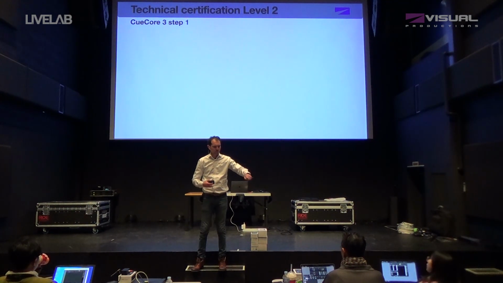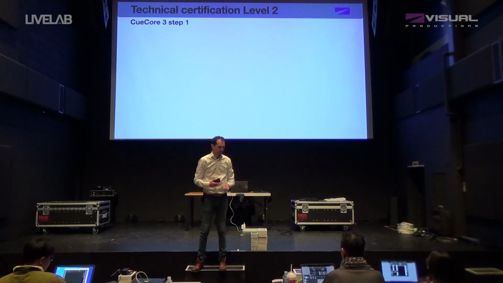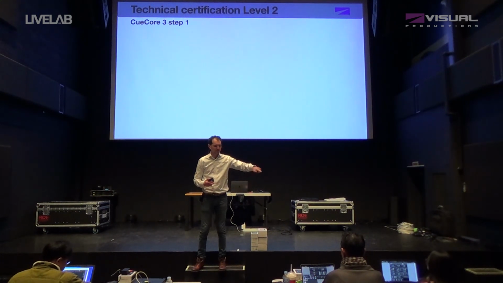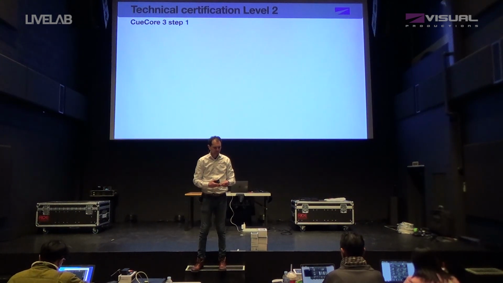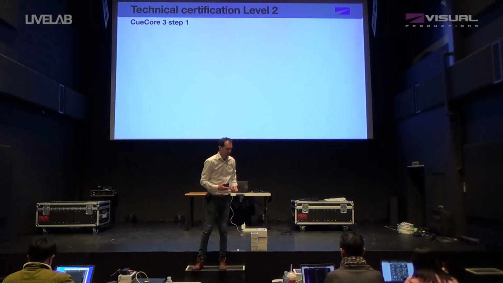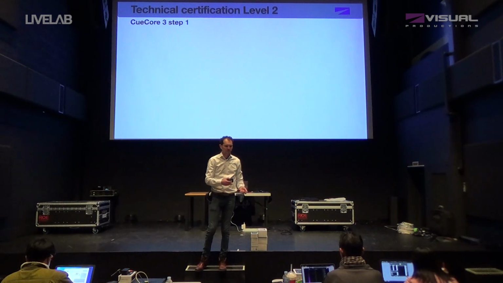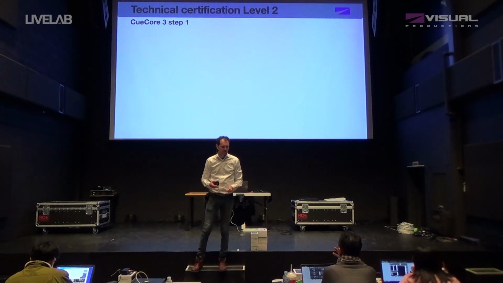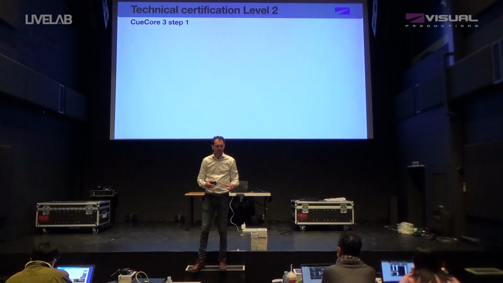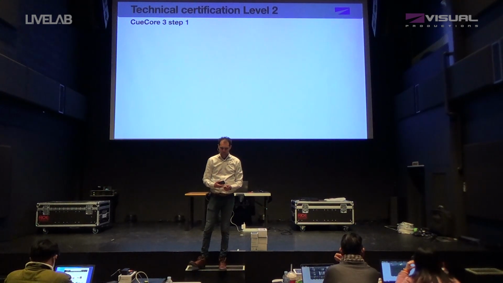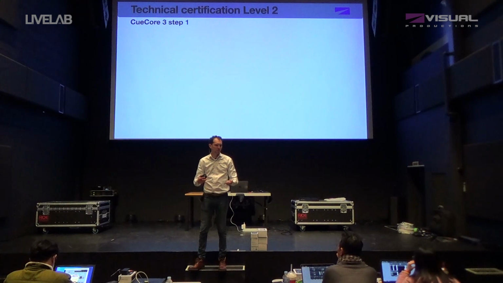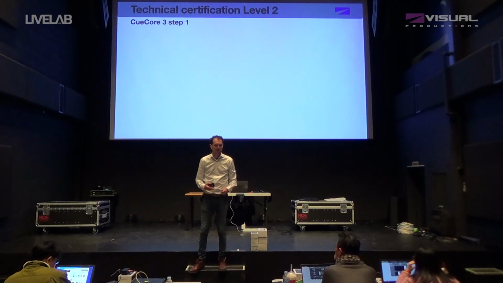So we use the DMX console to create the show. It's stored inside the Cue Core 3, and then the track is used inside the playback. And in the show control, we created one action to start the playback at 7, and another action to stop the playback at 5.